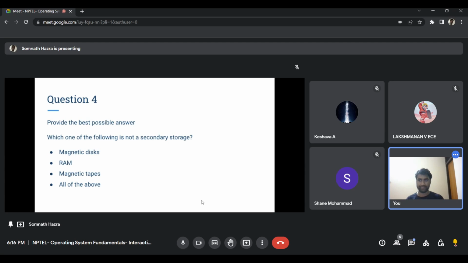So these are just one word kind of answers. What secondary storage means is that it is not placed in the system as a whole. What primary storage means is that it is kind of part of the system and part of the computation.